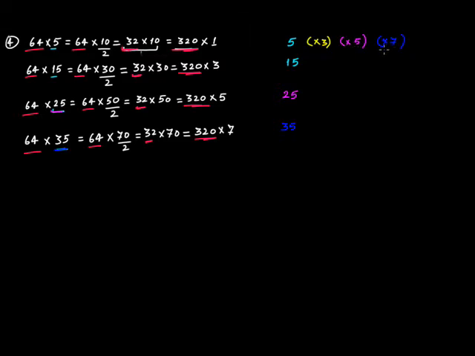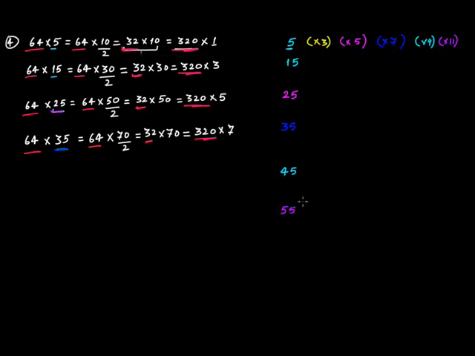What would be the next odd number? Hey, the next odd number would be 9, right? So if I multiply 9 to 5, what I would get? I would get 45. Very nice. Now I have to write one more pattern. So what would be the next odd number? Hey, if I multiply 5 with 11, because 11 is the next odd number after 9, I would get 55.